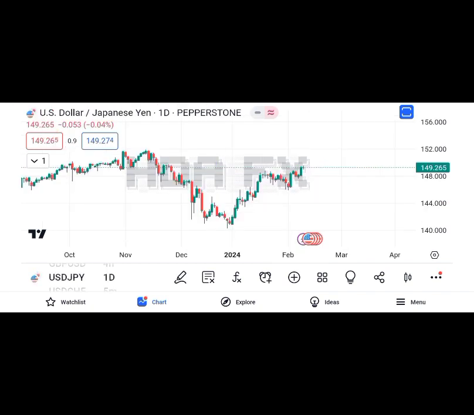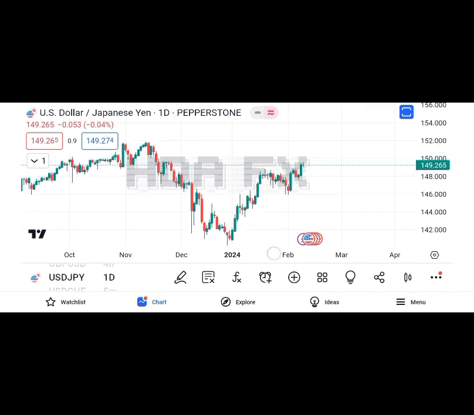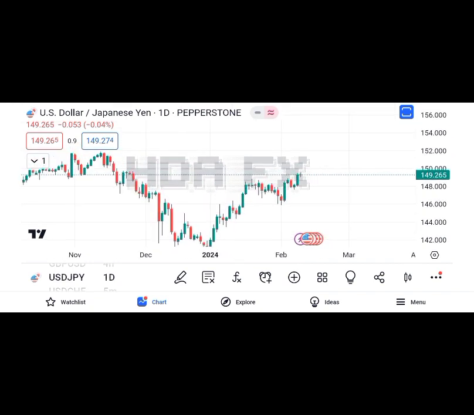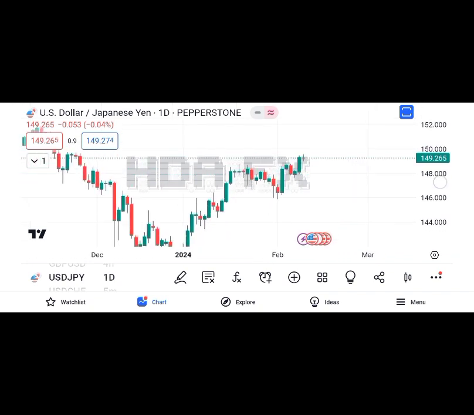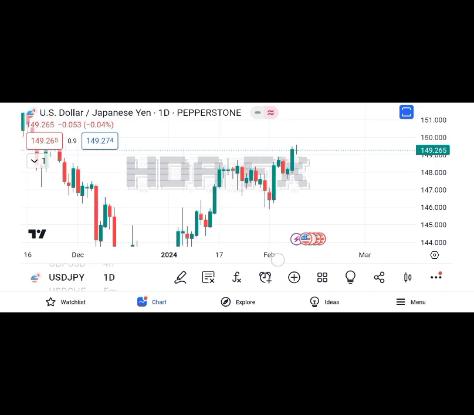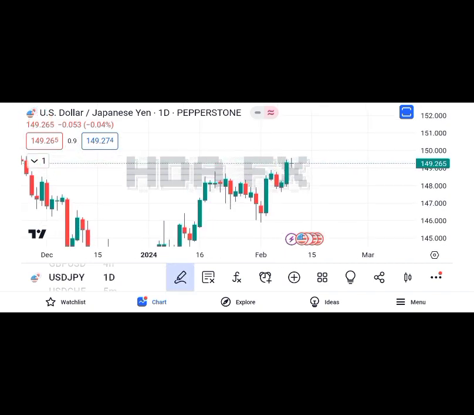So guys, our next pair we'll be looking at is USD JPY. Now on USD JPY, we can see that the market is bullish. In a bullish market, we will always be looking for buying opportunities in the market. So now we have to identify our key levels.